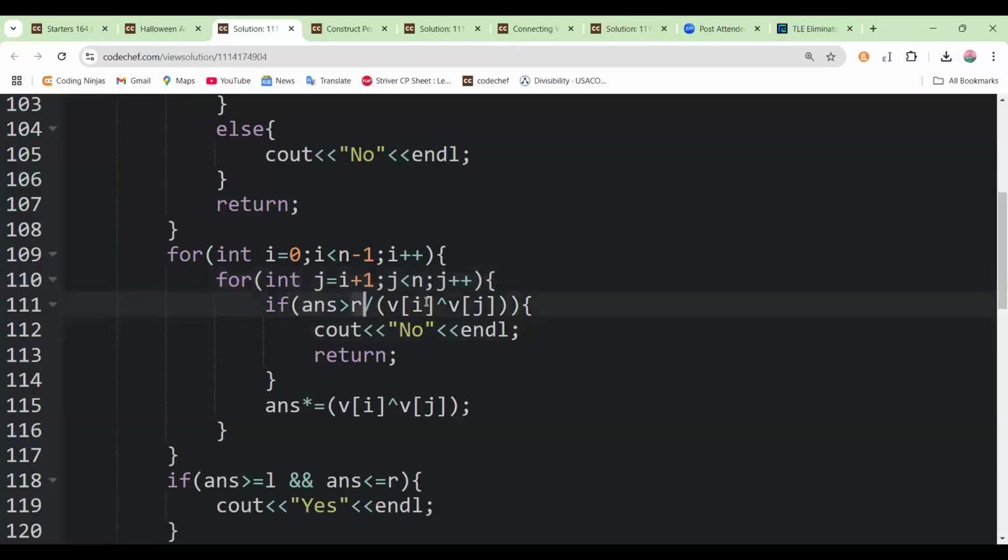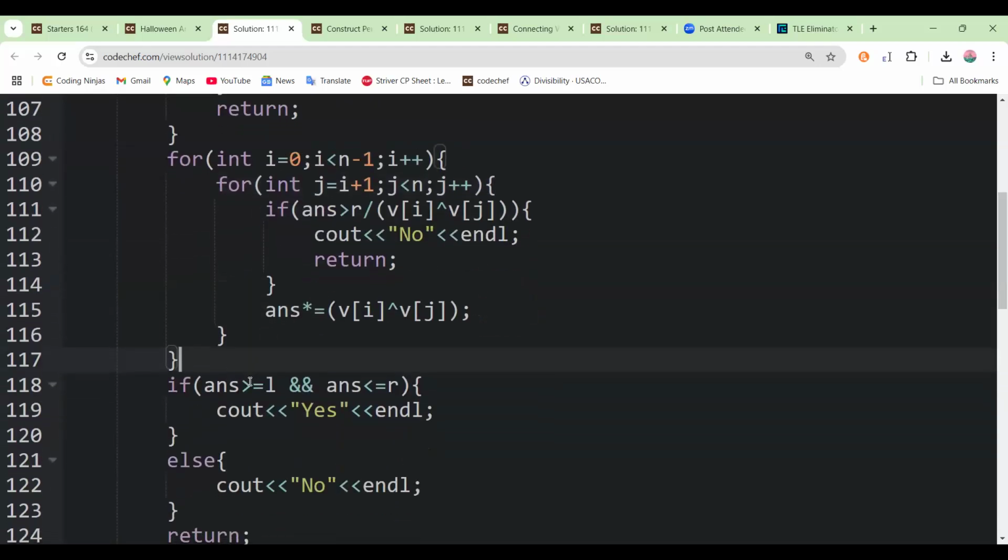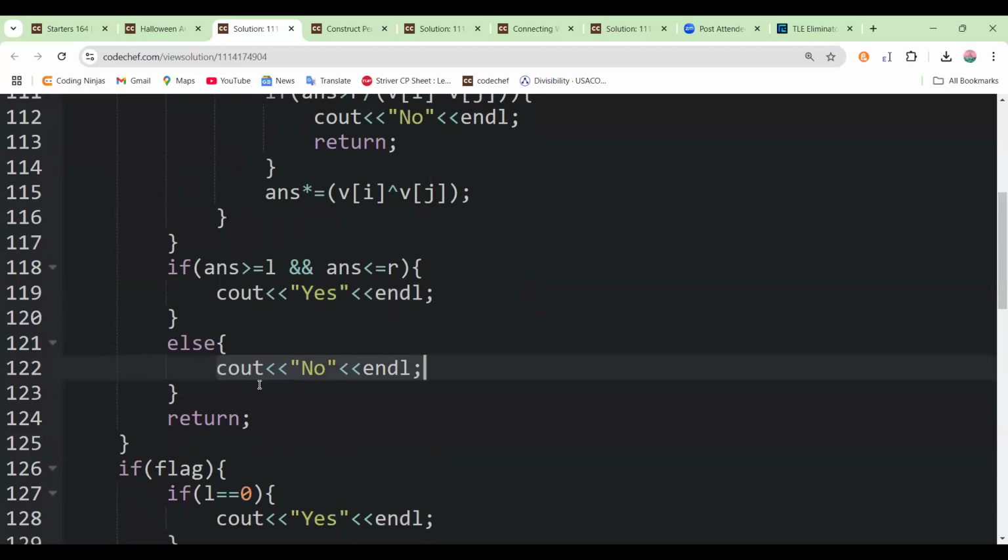So if answer is greater than R by this, R is basically the range L to R that was given to you. If answer already exceeds this, then we can simply print out no and return. Else, to our answer, we are multiplying this v i XOR v j. Once we are done with this, we check the condition that if answer lies between L and R, then we are printing yes, else we are printing no. And we are simply returning.